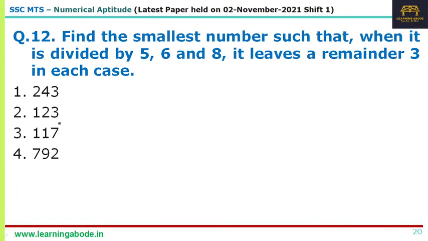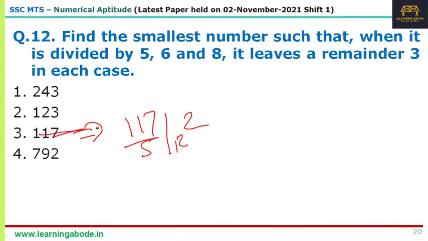Now in the answer choices, go for the least number, because they're asking for the smallest number anyhow. Now 117 divided by 5, the remainder is 2. So that's not your answer, because the remainder should be 3. Now you take 123. You divide 123 by 5, the remainder is 3.